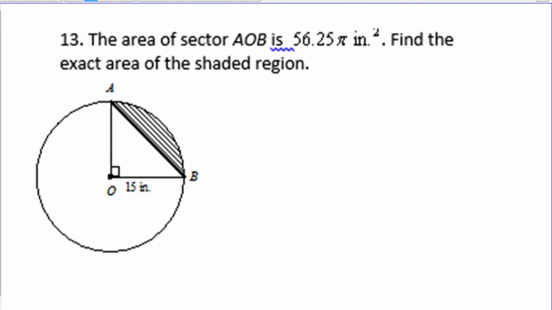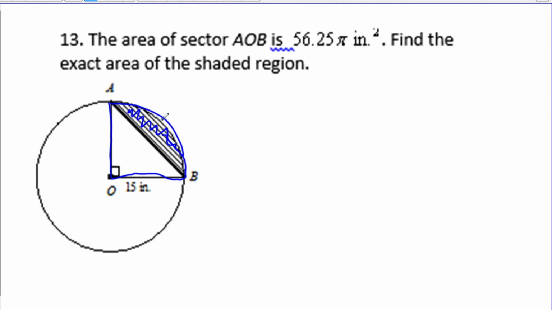All right, problem number 13. They want to know the exact area of the shaded region. Exact means leave your answer in terms of pi and in simplest radical form. And so they were nice in this problem. If I'm finding the area of this shaded space, I'm going to find the area of the AOB sector that includes the triangle and that shaded space, and then I'm just going to subtract off the triangle. Well, the nice thing with this problem is that they actually did that for us already.